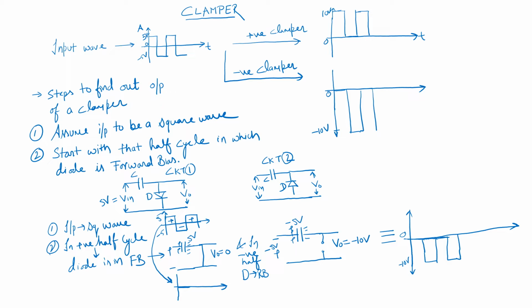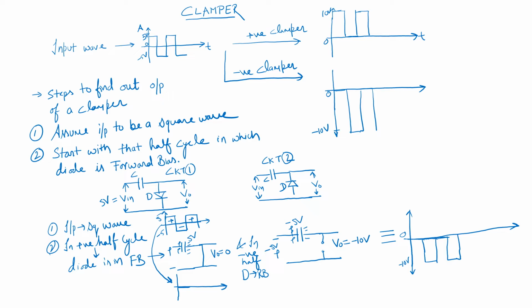So now let us start with these two clampers, circuit 1 and circuit 2. So in circuit 1, we will follow our steps. Step number 1, we assume the square wave input, and step number 2, we assume the positive half cycle, because in positive half cycle the diode is in forward bias. So when the diode is in forward bias, the output is 0, because these two points are shorted, so potential difference between these two points is 0, and the current finds a closed loop.